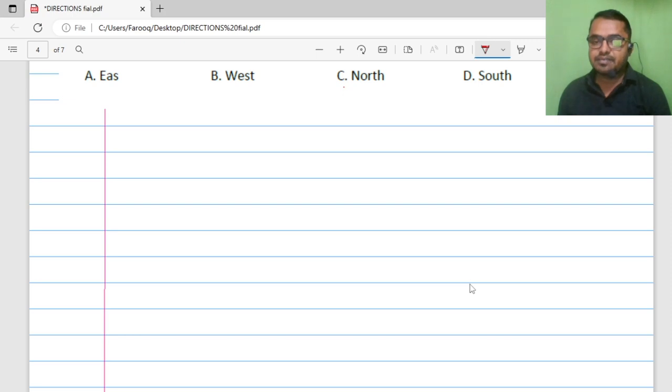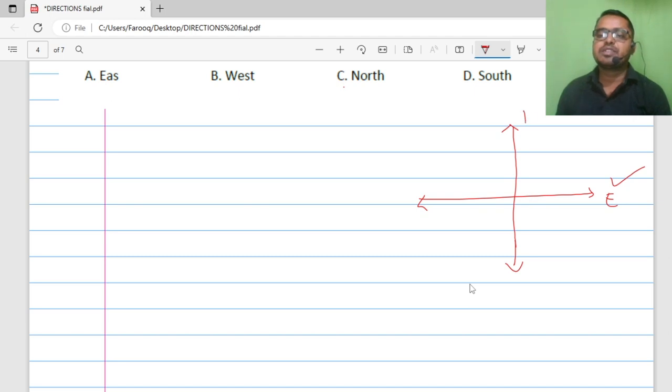So write once again the basic directions here. Draw the basic directions first. This is east. As I told you, the sun rises from here. North, south, west. Rita starts walking towards the sun. Sun is rising in the morning in the east direction only. After that, what did she do?